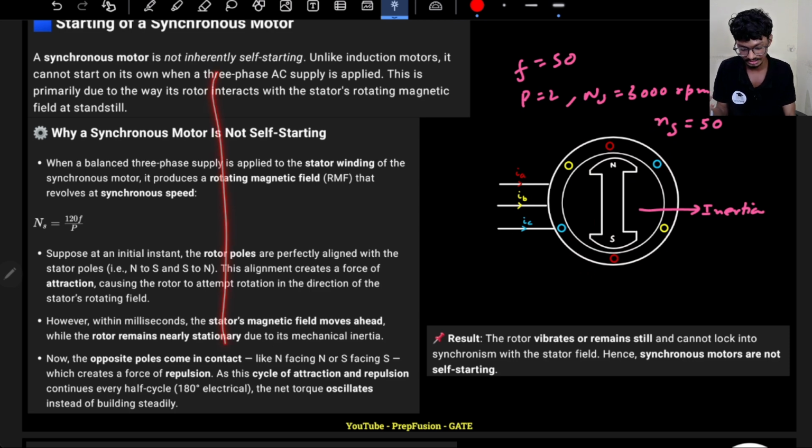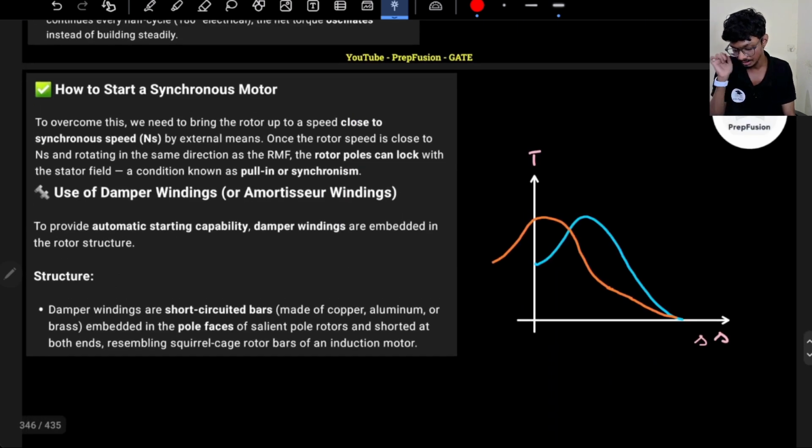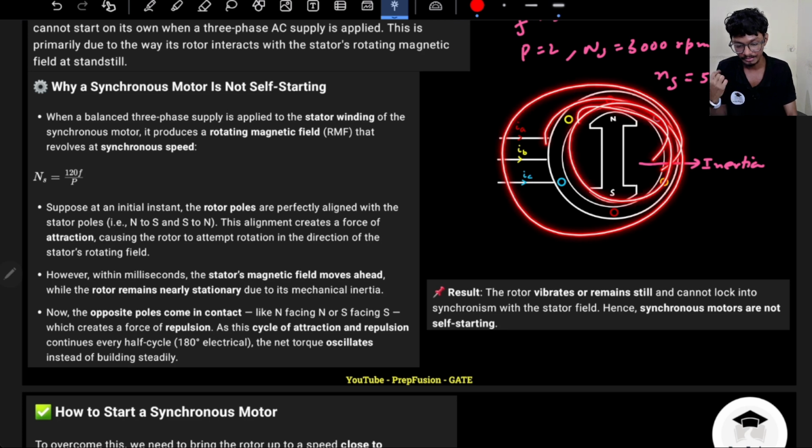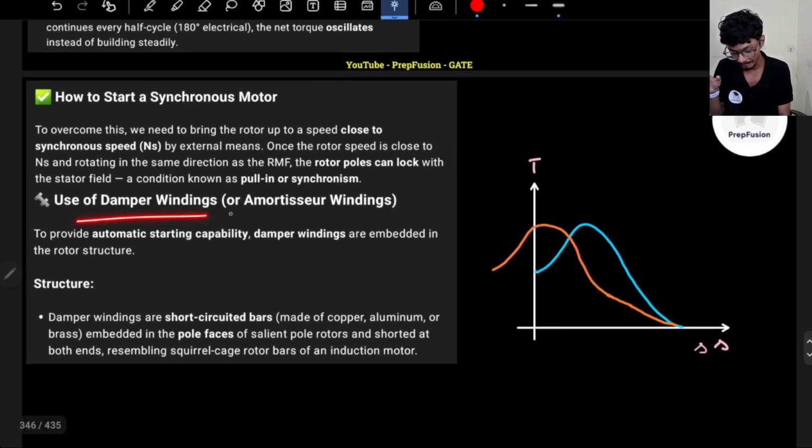That's why it is not inherently self-starting. Same thing, whatever I have discussed is written over here. Basically the rotor vibrates or remains still, and cannot lock into synchronism with the stator field. Hence synchronous motors are not self-starting. So how can I make it self-starting? By using damper winding, which we have already discussed. It helps in hunting as well as in starting, because the more relative speed there is between the stator field and the rotor, the damper winding will induce a current that will induce a torque, so that the motor becomes self-starting. That is why damper winding is used.